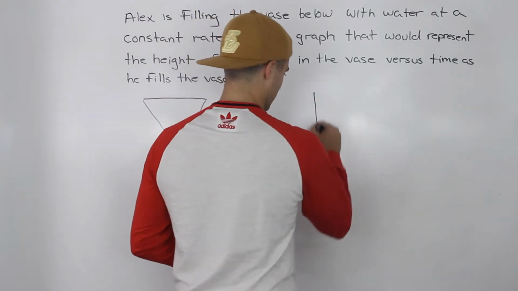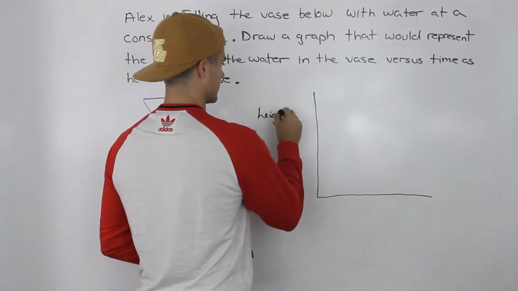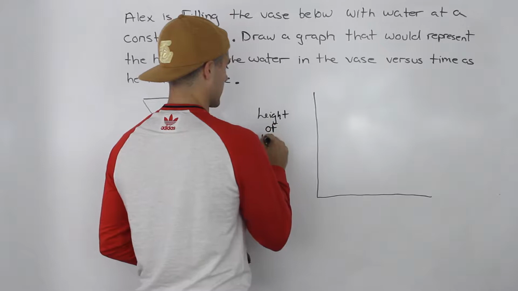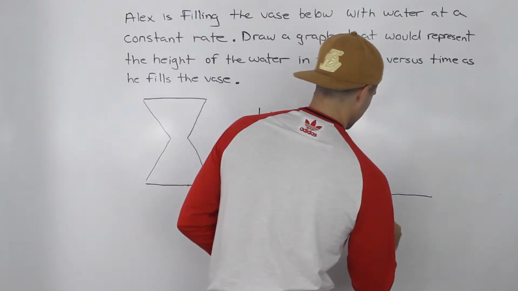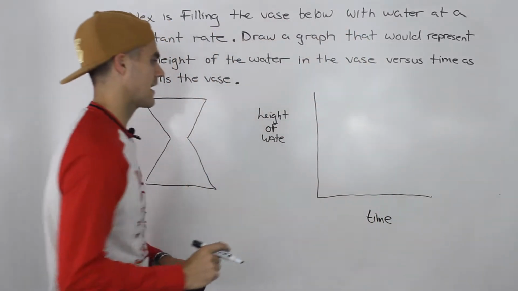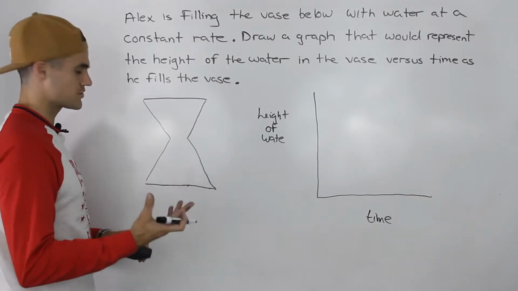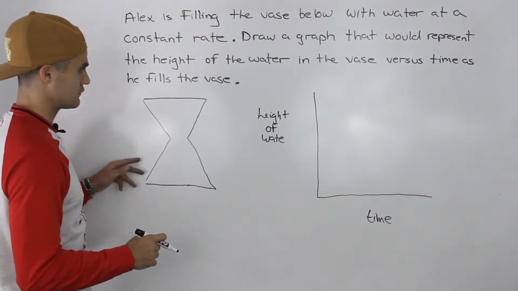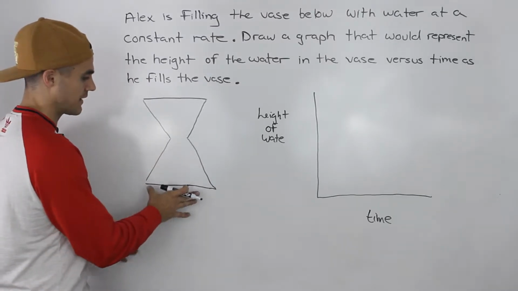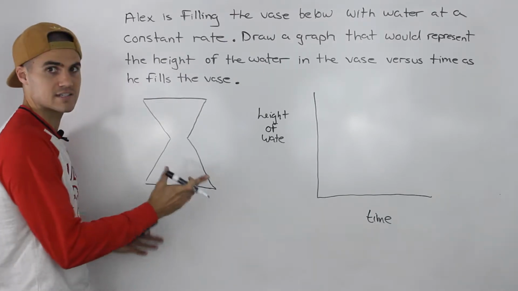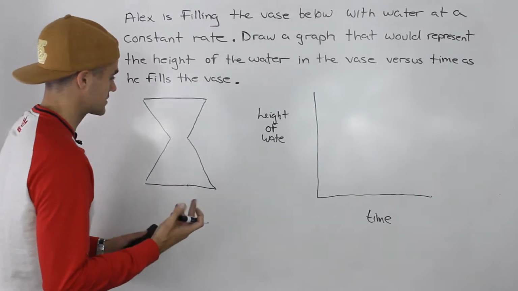Okay, so our graph, we're going to have height of water in the vase as the y-axis, and then we're going to have time here as the x-axis. So notice how there's going to be two parts to this graph, because if you remember, we went over this in the lecture videos. When you're dealing with a question like this, it all depends on how the diameter of the vase is changing, whether it's increasing, whether it's decreasing, or whether it is constant.